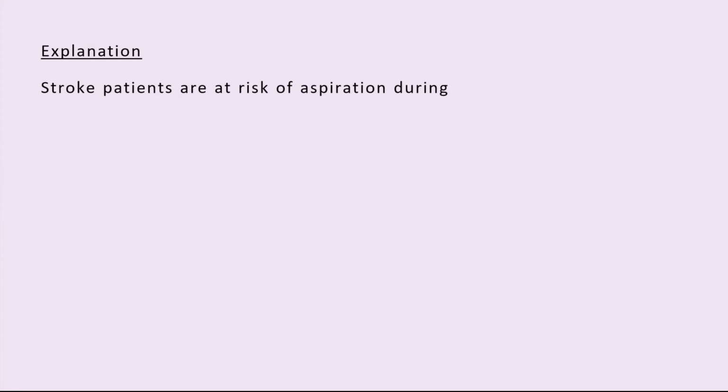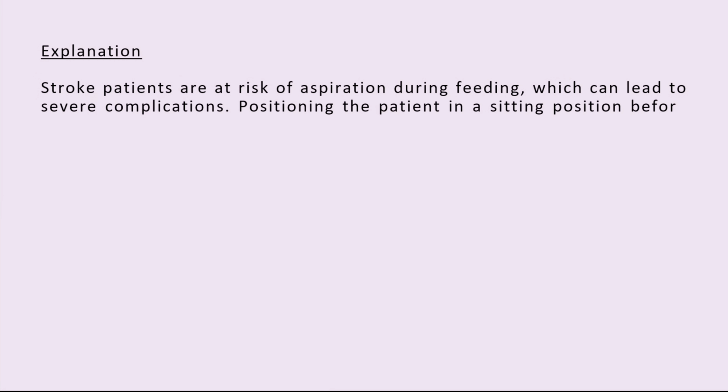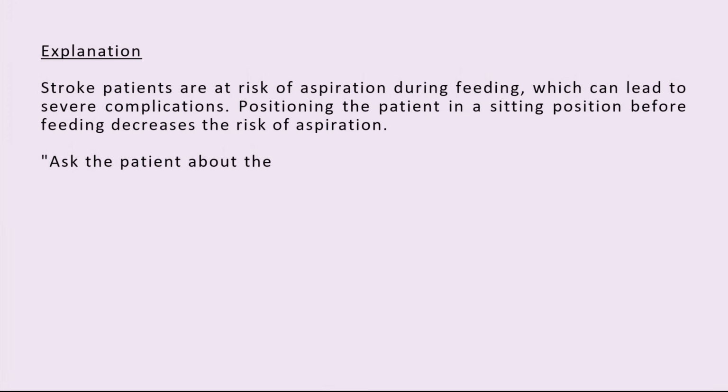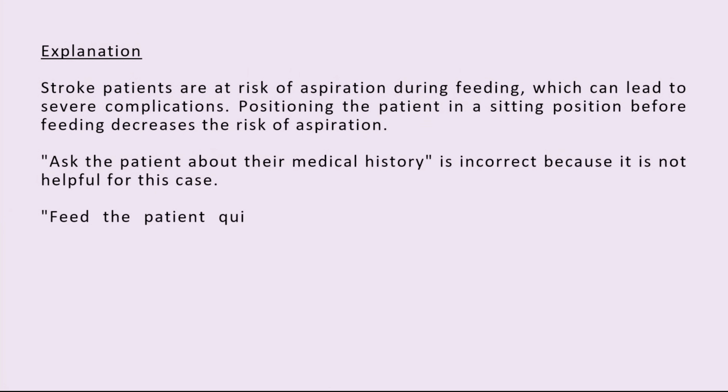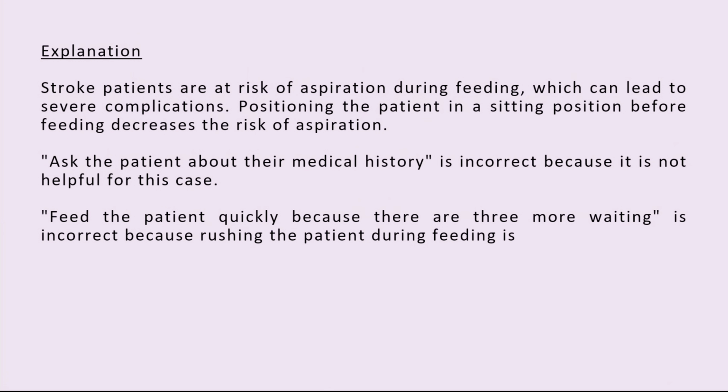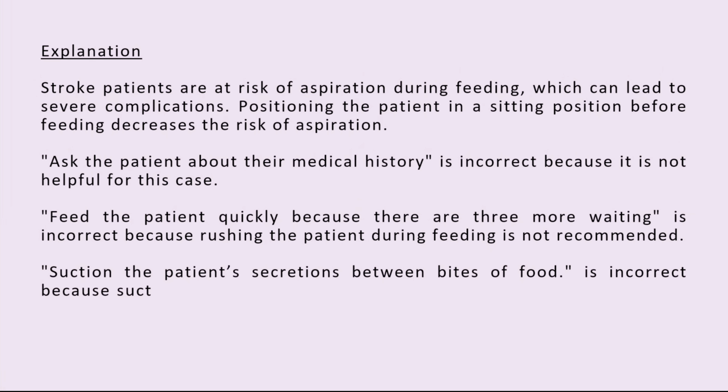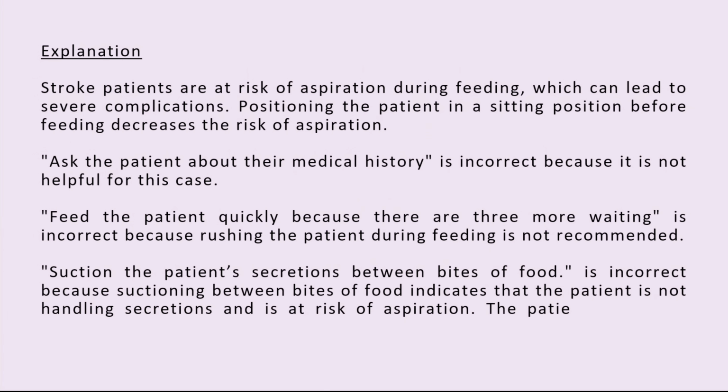Explanation. Stroke patients are at risk of aspiration during feeding, which can lead to severe complications. Positioning the patient in a sitting position before feeding decreases the risk of aspiration. Ask the patient about their medical history is incorrect because it is not helpful for this case. Feed the patient quickly because there are three more waiting is incorrect because rushing the patient during feeding is not recommended. And suction the patient's secretions between bites of food is incorrect because suctioning between bites of food indicates that the patient is not handling secretion and is at risk of aspiration. The patient should be assessed further before feeding.